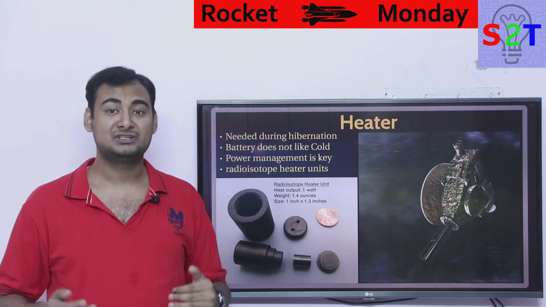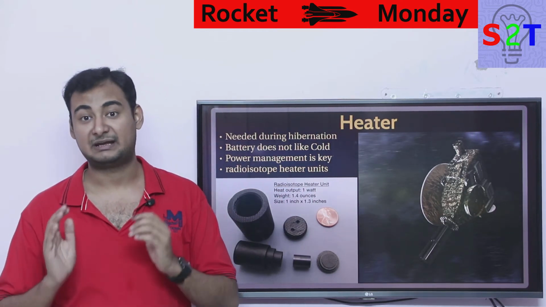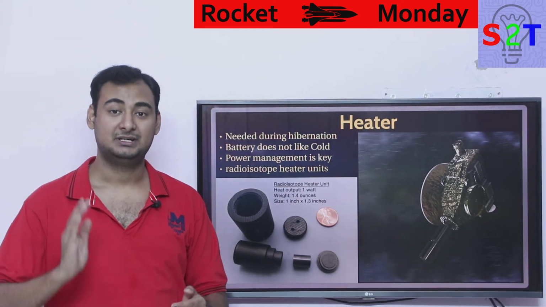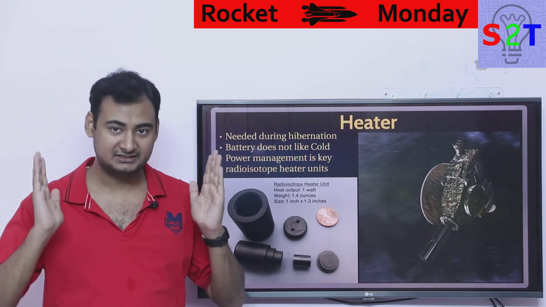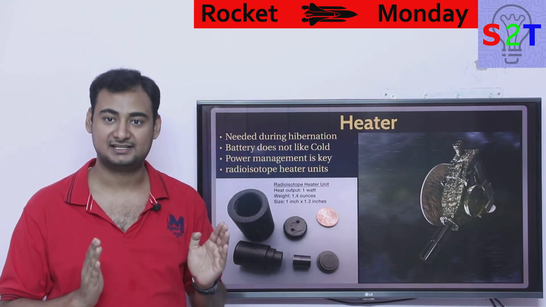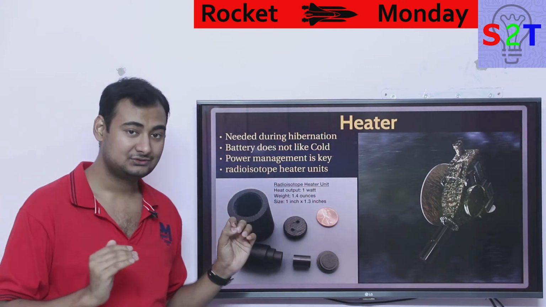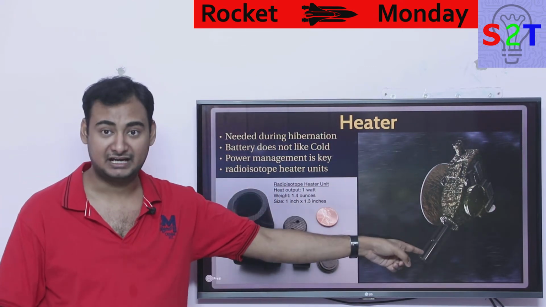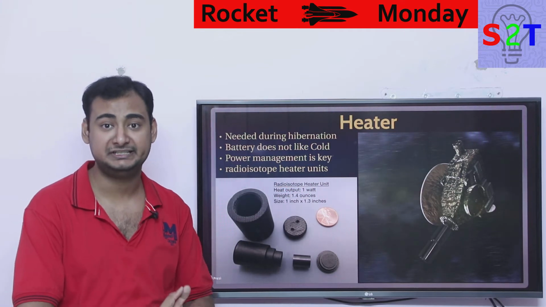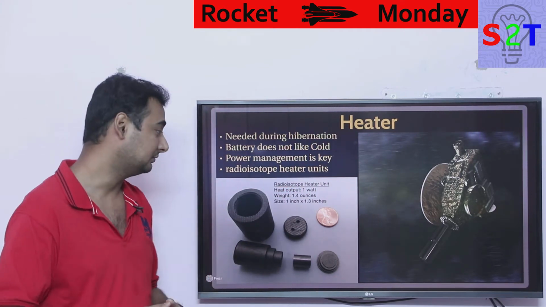Now many instruments like cold temperatures, like infrared sensors, camera sensors and all that; they love cold temperatures. Battery flat out hates it. The battery is like, dude, if you drop me below 5 degrees Celsius, I'm done. I will not start again. So to make sure that during those times, when you have hibernation and equipment is not generating heat, you have to provide heat. So how do we do that?